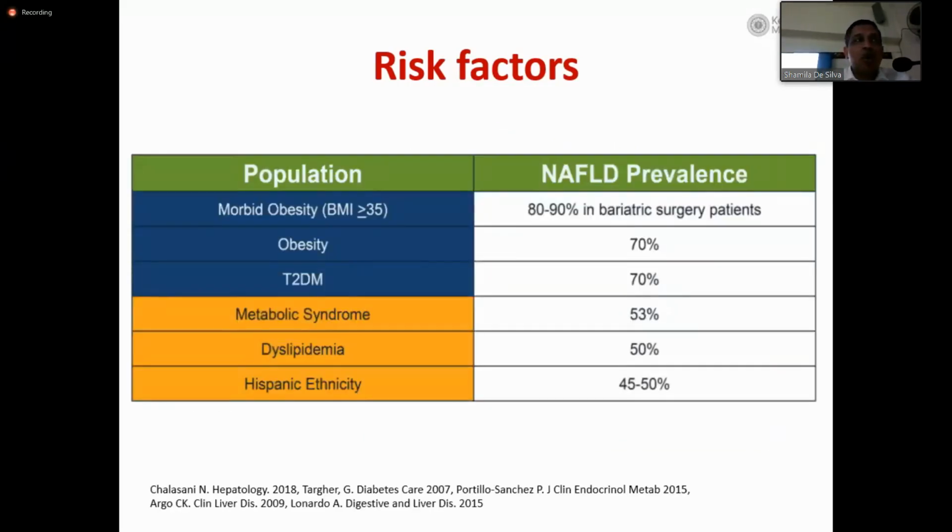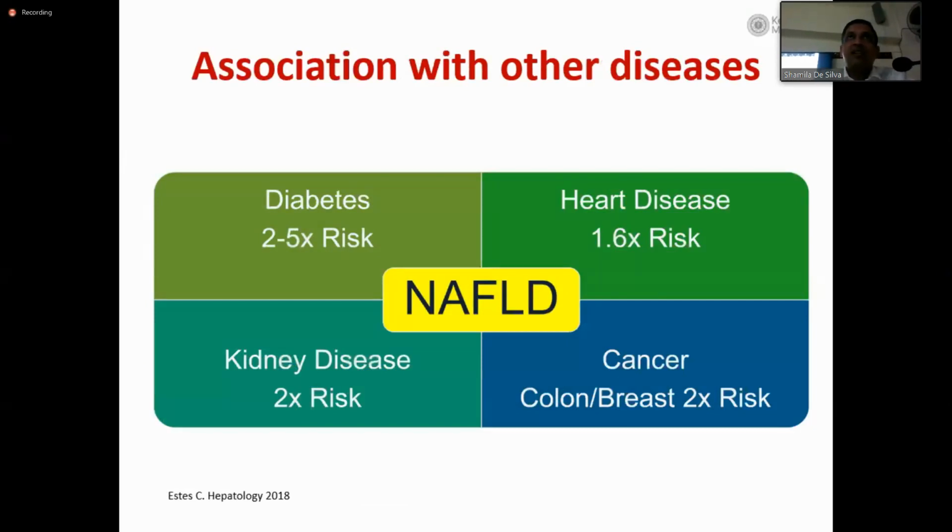When we look at morbidly obese patients presenting for bariatric surgery, we know that 90% of them will have NAFL. And among general obese patients and diabetics, the prevalence of NAFL is as high as among patients with metabolic syndrome and dyslipidemia, it's about 50%. So having NAFL will also result in future development of non-communicable diseases. There is a 2 to 5 times risk of developing future diabetes, about 2 times risk of developing heart disease and kidney disease.